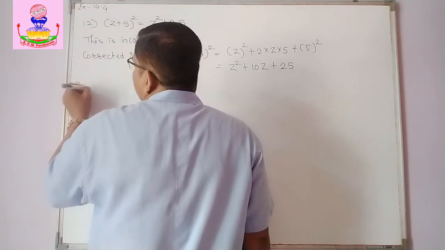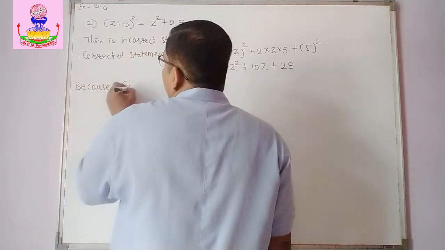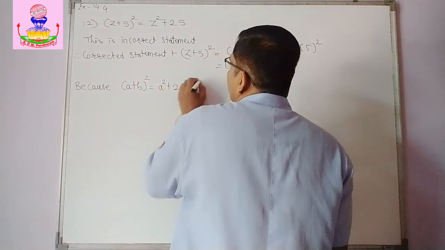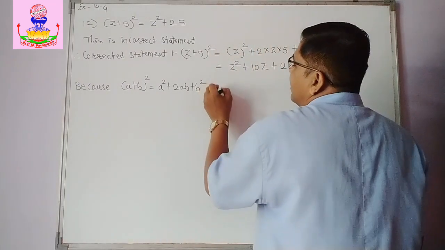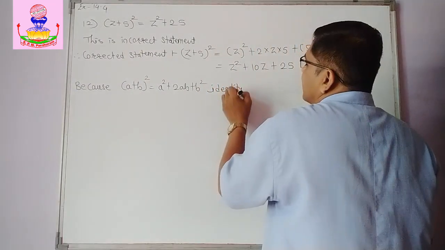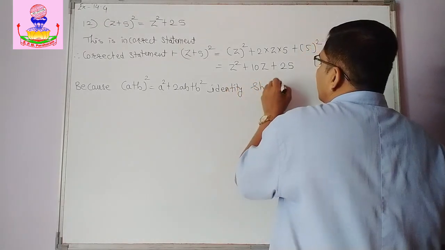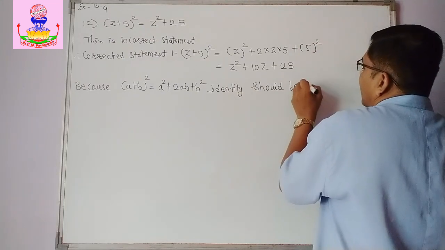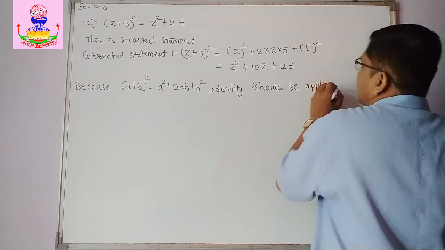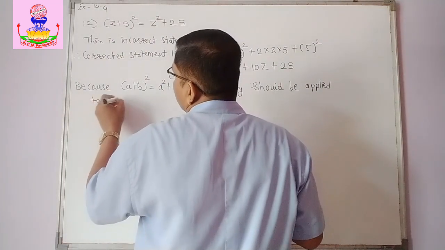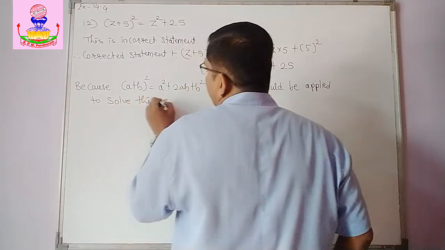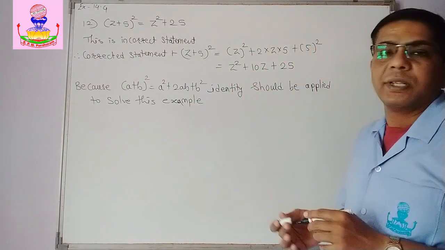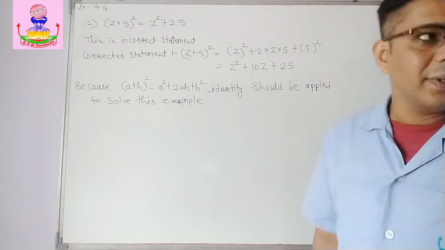Because a plus b whole square is equal to a square plus 2ab plus b square, the identity should be applied to solve this example. Okay. Now next example.